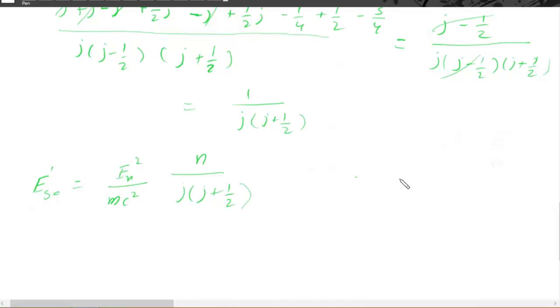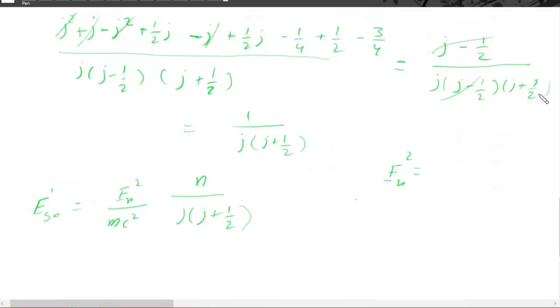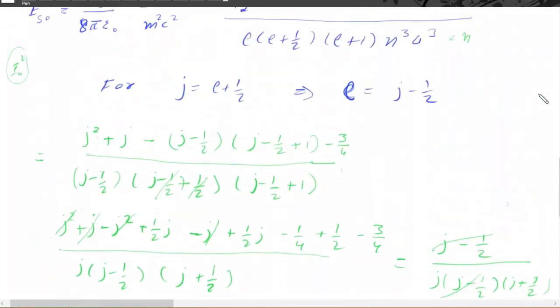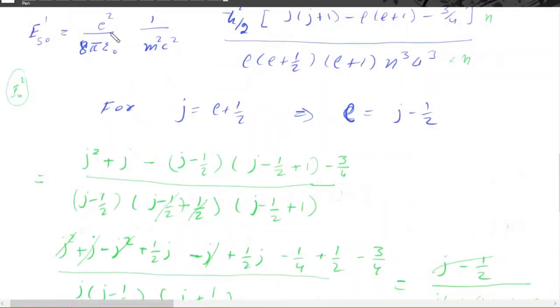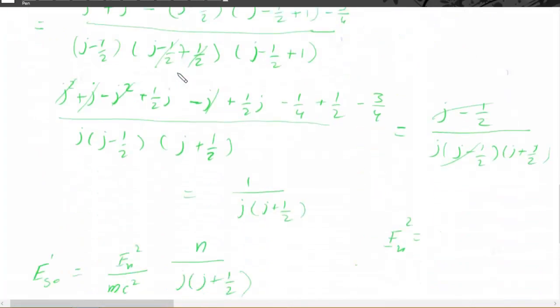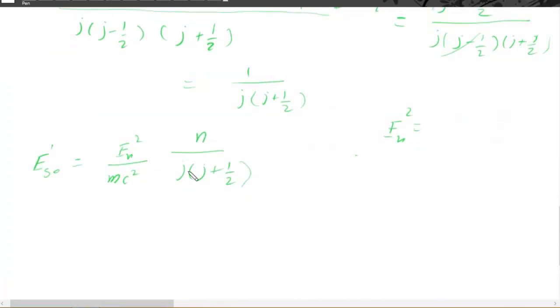Okay, now the E_n here is equal to, we can see again, e squared divided by 8 pi epsilon naught, m into n to the power 4, and also with the a cubed. Then this equation is obtained. And this is the first order energy of the spin orbit coupling.